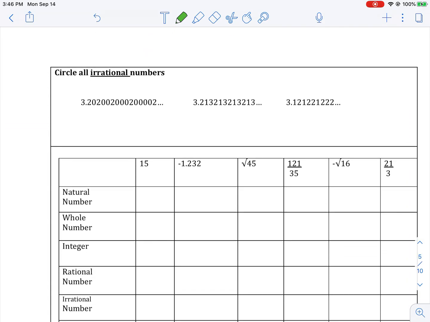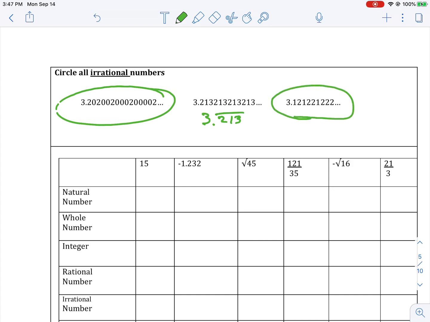Here I want to circle all irrational numbers. So 3.2020020002, this one is irrational. It does not terminate, and it does not repeat. Here I get 3.213, and I can put a bar over top, therefore it repeats, so it is rational. And the next one is a pattern. It is not a repeating decimal, and it does not terminate.